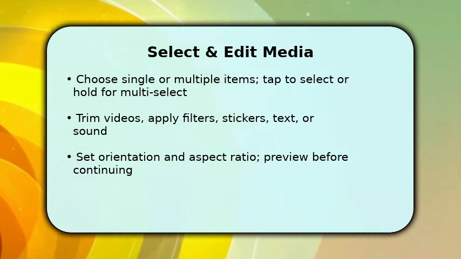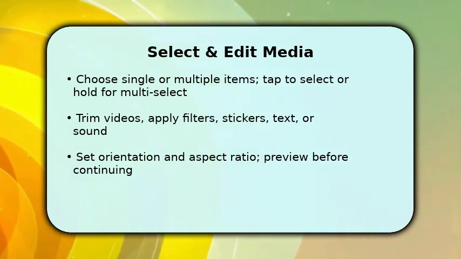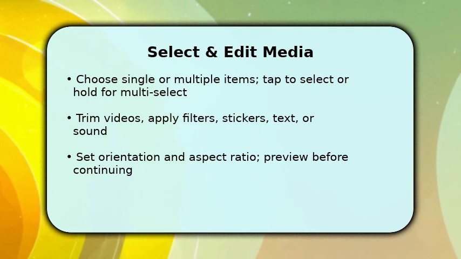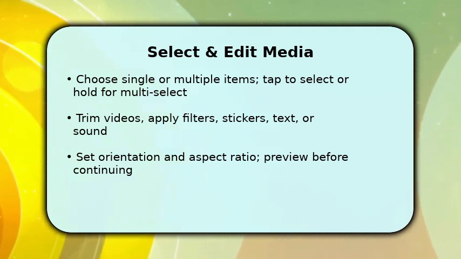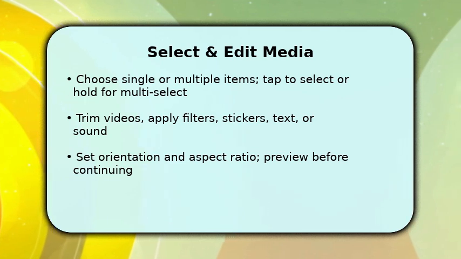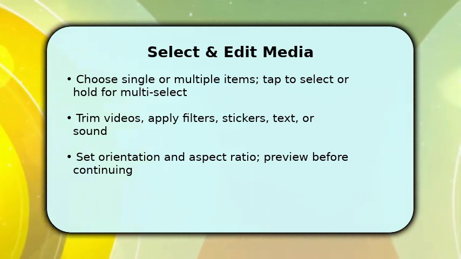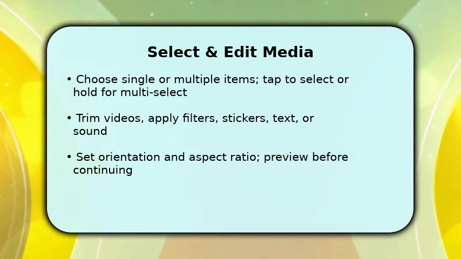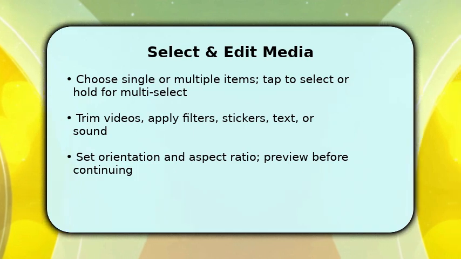Once selected, use the editor to trim video, add filters, stickers, text, or sound. Each tool refines viewer focus and engagement. Make sure orientation and aspect ratio match 16:9 or square as needed, and preview your edits. When you're satisfied, proceed to the next step to configure recipients and posting options.